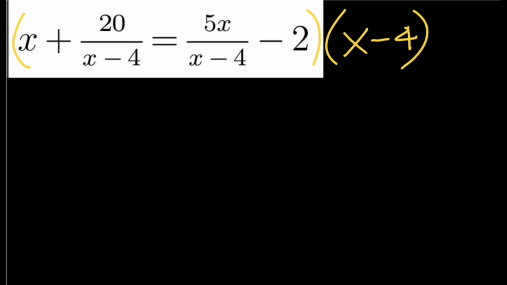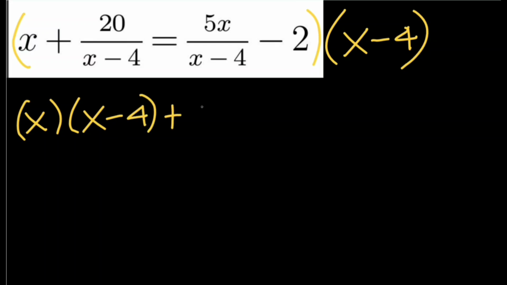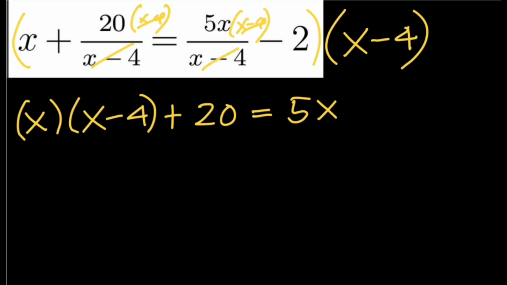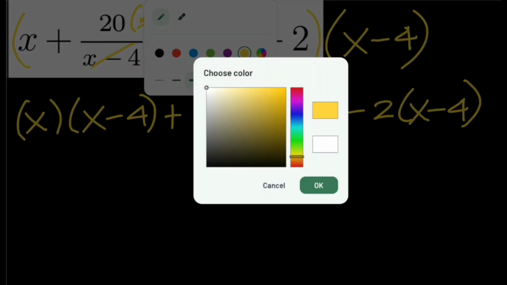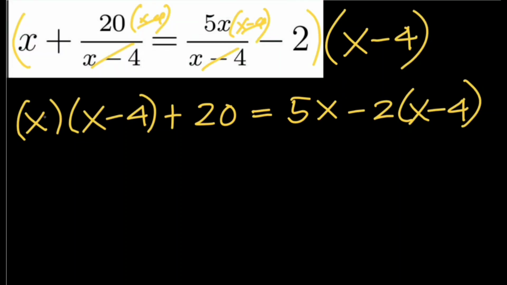So the equation would become x times (x - 4) plus 20, because if you multiply by x minus 4 here, x minus 4 will cancel out, equals 5x, and x minus 4 here will cancel out, minus 2 times (x - 4). Then we can simplify, so we can solve for the value of x.